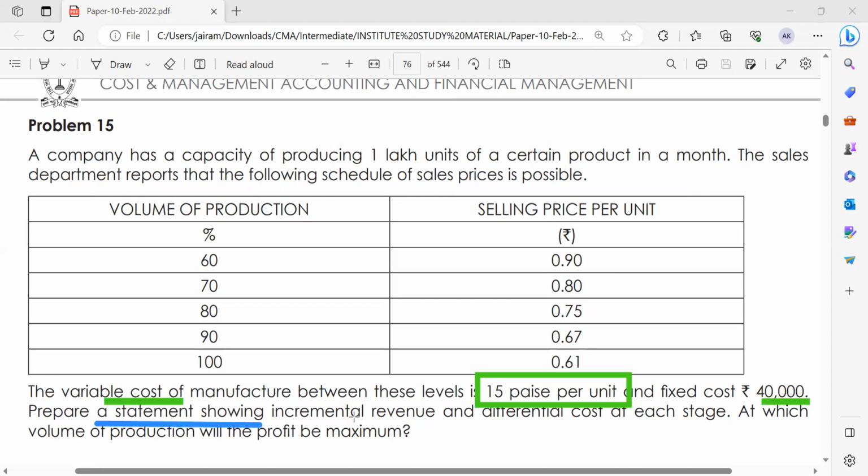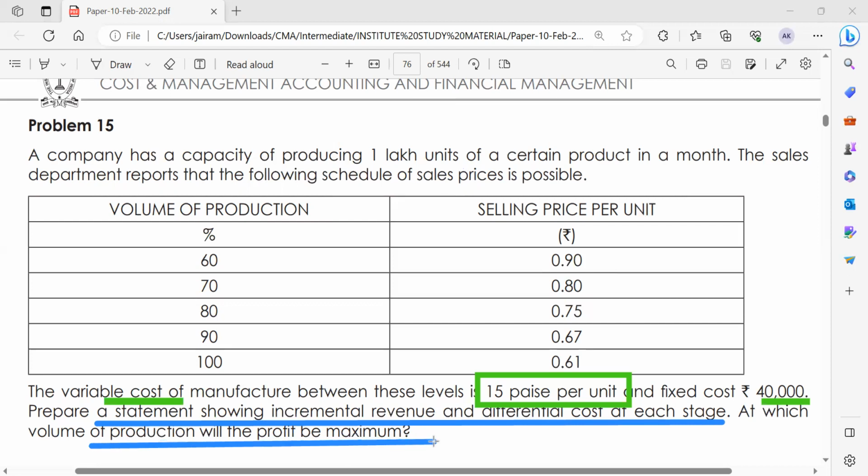Prepare a statement showing incremental revenue and differential cost at each stage. Incremental revenue is how much revenue has increased from one level to another level. Differential cost is the same as incremental revenue, but for cost. Differential cost is how much cost has increased from one level to another level. That's all. At which volume will profit be maximum?